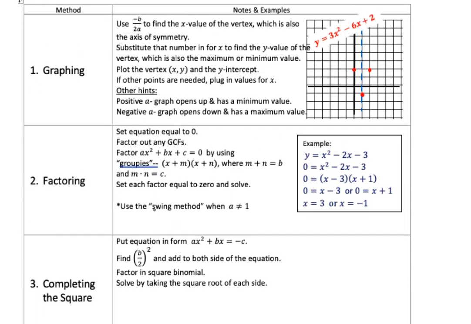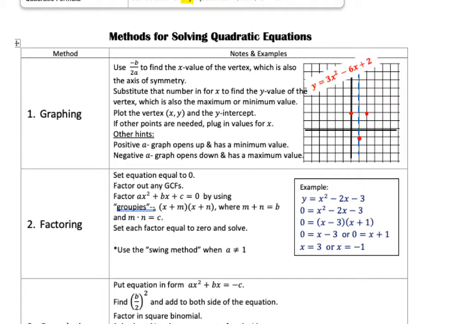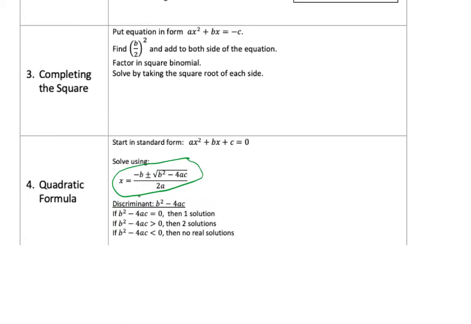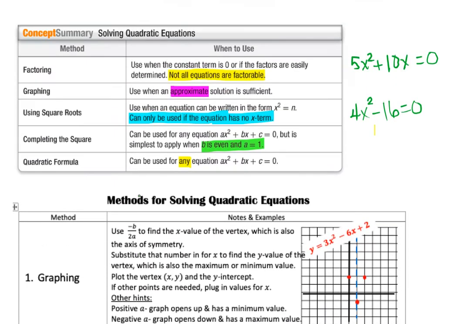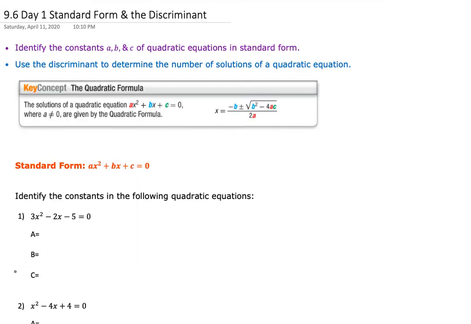This sheet I had given you guys, this has it all filled out already, and this is just a reminder on how to graph, how to factor into groupies, how to complete the square, and so forth. So I just threw that on here. Okay, that was my quick little review. We're going to go to the next page, and we're going to talk about standard form and the discriminant.